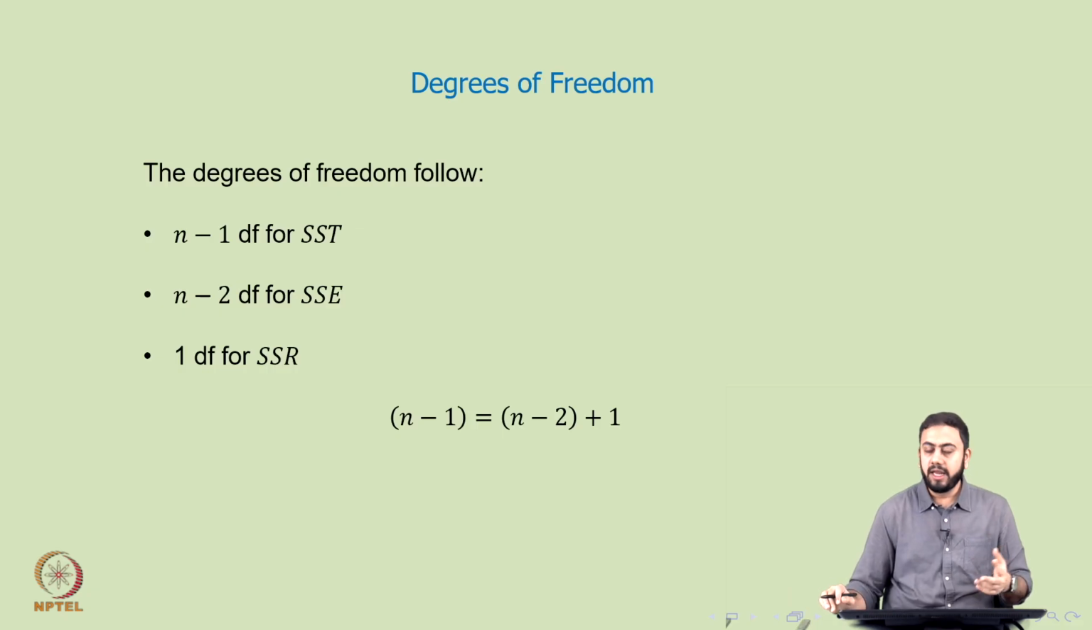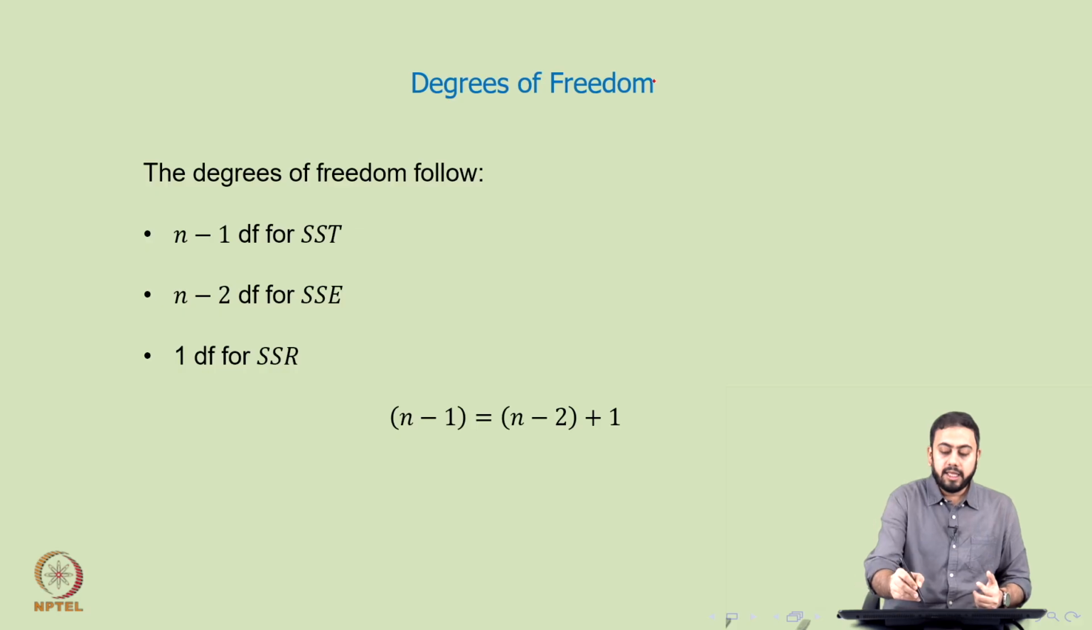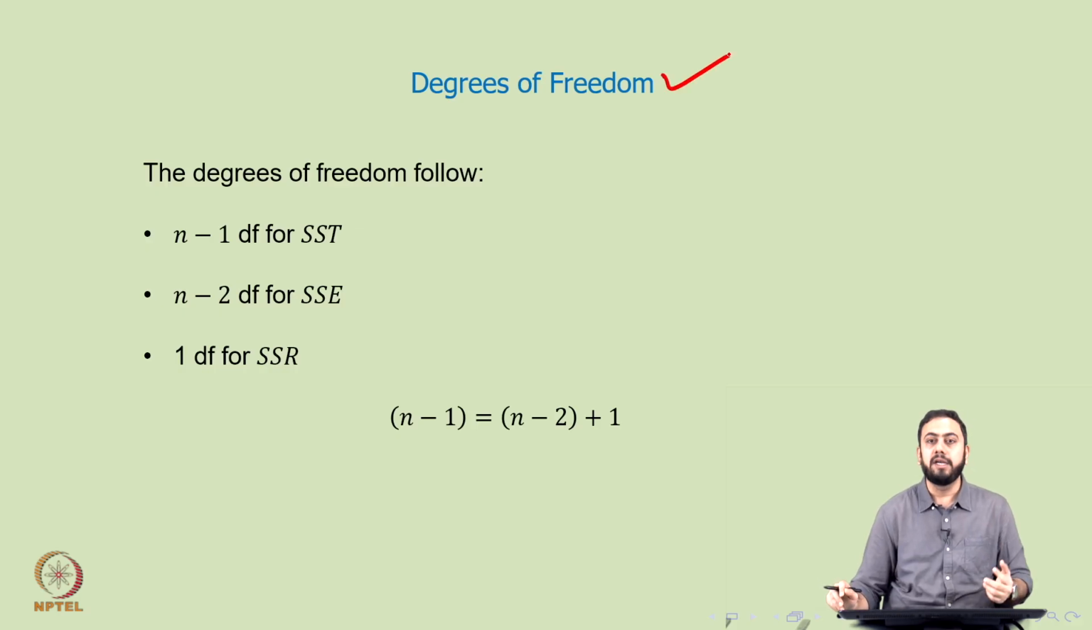Alright, now one step ahead: once we formulate the equation you saw on the last slide, the next idea is that each of those sums of squares has some degrees of freedom. The term degrees of freedom is not new to you. When we talked about hypothesis testing, let's say t-test or chi-square test or f-test, each of these distributions has certain degrees of freedom.